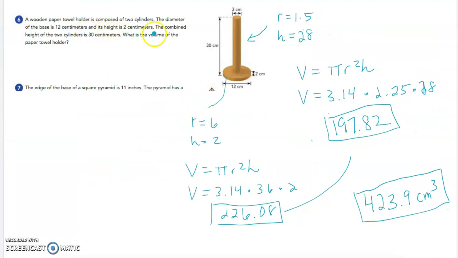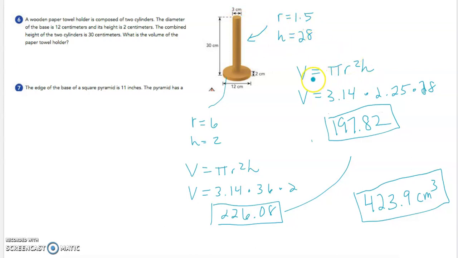Next one, we have a wooden paper towel holder. Now this is made out of two separate cylinders. We have a kind of a long one and a short one. So let's take care of the long one first. Now, the height of this whole contraption here is 30 centimeters. That means the height of this tall cylinder here is actually only 28, because the stand here is 2 centimeters. So of this long one right here, the radius is 1.5 and the height is 28.